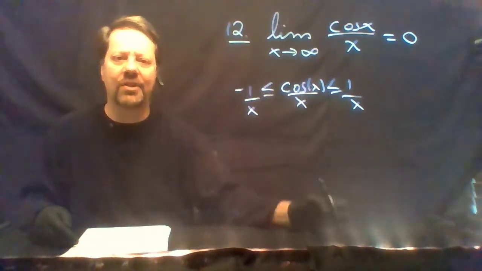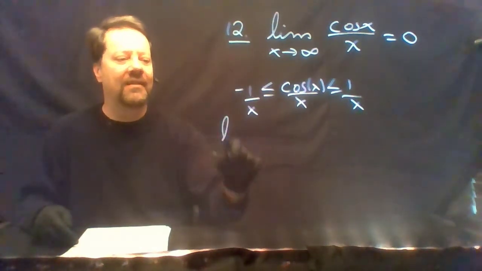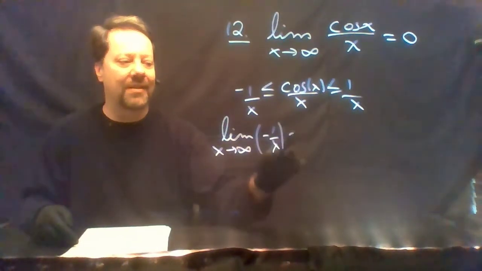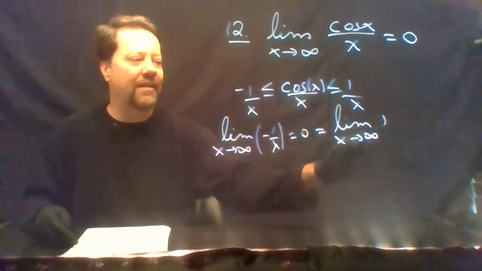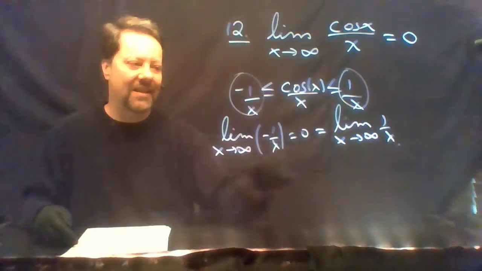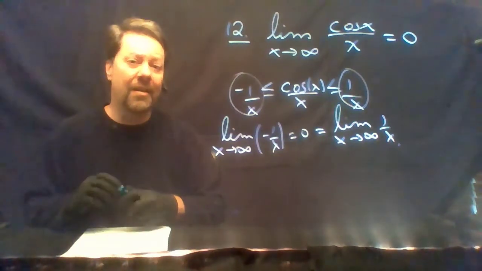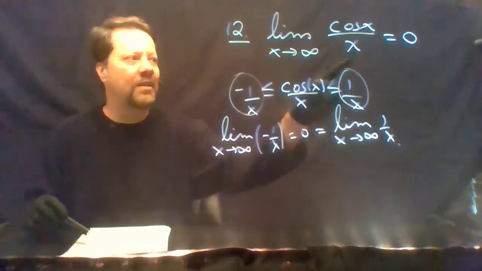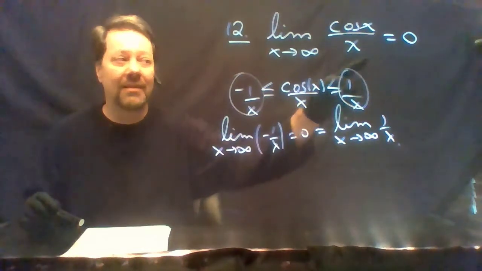That won't change the direction of any of these inequalities. Now, using the Squeeze theorem, the limit as x goes to infinity of negative 1 over x is obviously 0. And that too is the limit as x goes to infinity of 1 over x. So the functions on left and right are being sent to 0, which means the one in the middle is sent to 0 as well. Another way to think about this is that cosine is always trapped between negative 1 and 1, but the bottom is blowing up, and everyone knows that 1 over huge is tiny.